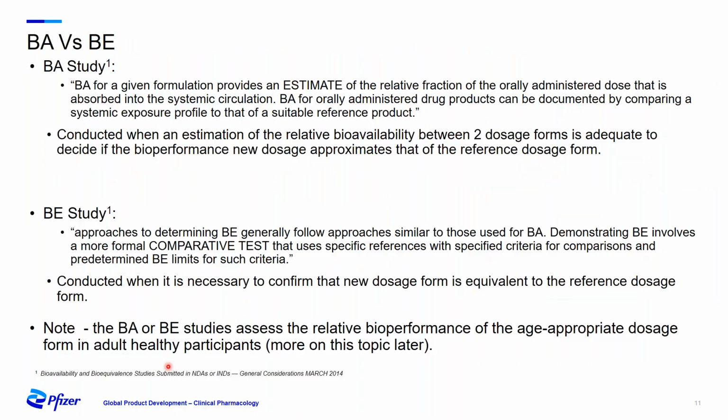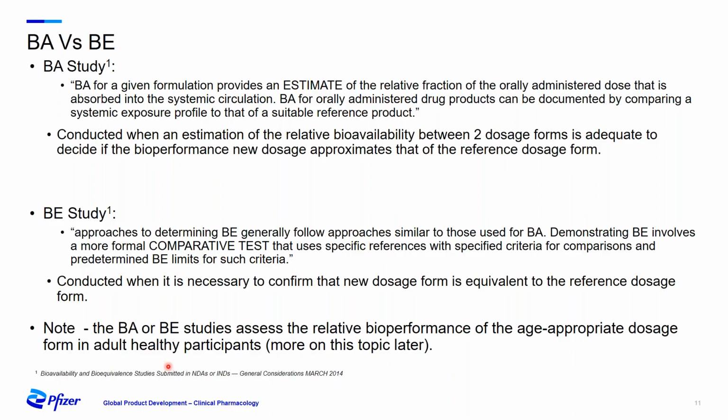So a BA study, as defined in the regulatory guidances, is where a formulation provides an estimate of the relative fraction of the orally absorbed dose that is absorbed into the systemic circulation. So a BA study, for all practical purposes, is an estimation of the relative bioavailability between the two dosage forms. And it usually is adequate to decide if the bioperformance of a new dosage form approximates that of the reference dosage form. So you are not applying a strict criteria of demonstrating equivalence.